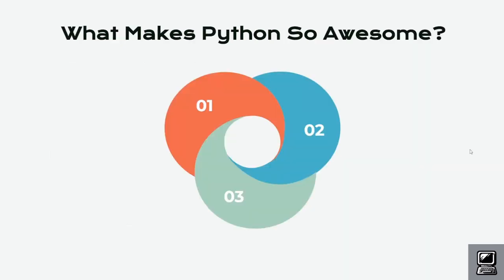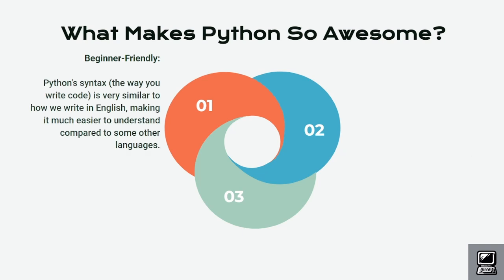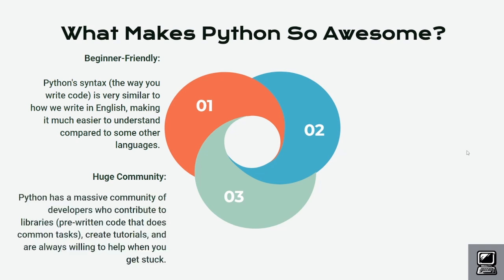So what makes Python so awesome? Well, it's beginner friendly. The syntax, or the language it's written in, is very similar to English, which makes it very easy to understand compared to other languages. It's got a huge community behind it, which means there's lots of programmers out there using Python, creating libraries, or little bits of code that do common tasks, and they create tutorials, and there's a large amount of those out in the world. The next one is versatility.